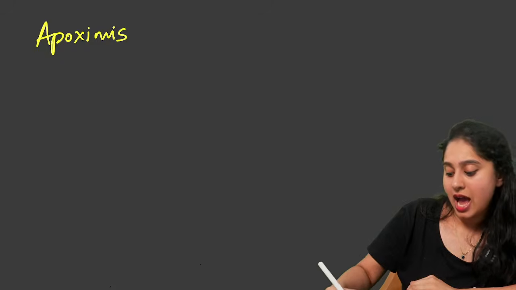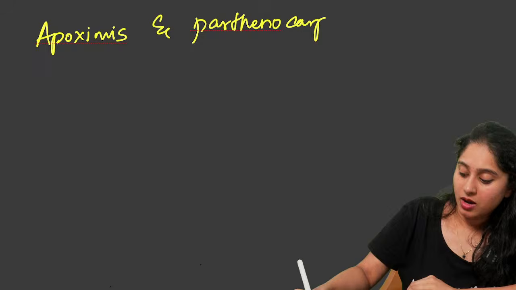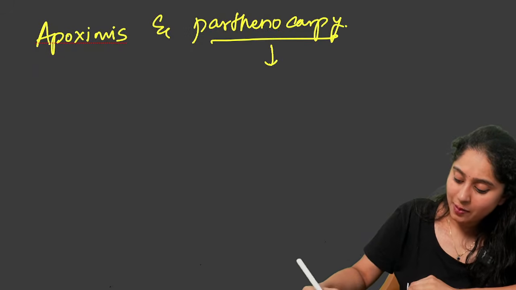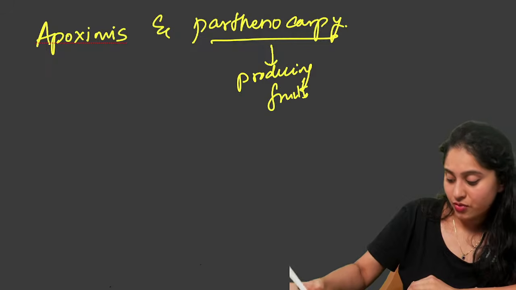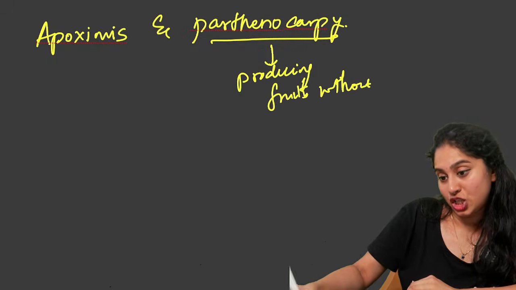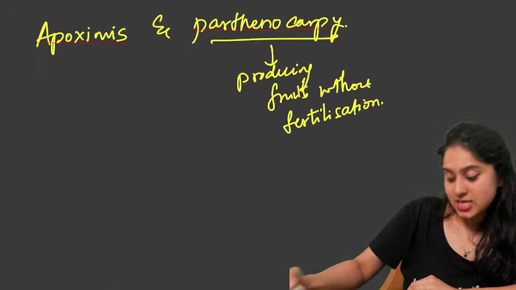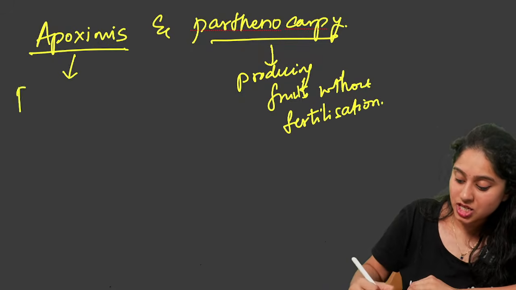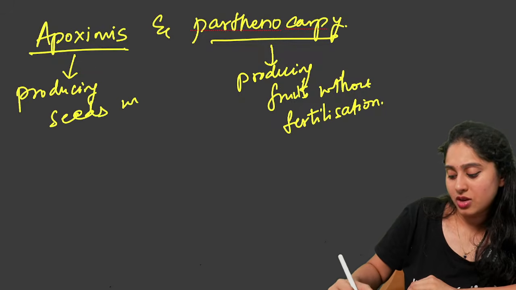Now in this chapter you have to learn something called apomixis and parthenocarpy. Okay, now parthenocarpy is producing fruits without fertilization. Whereas apomixis is producing seeds without fertilization.